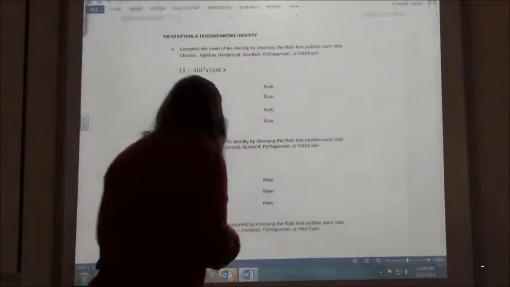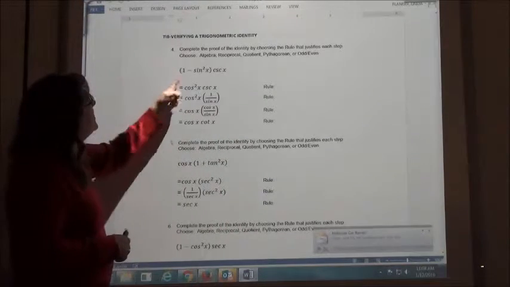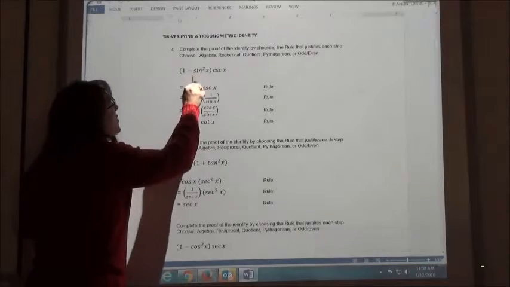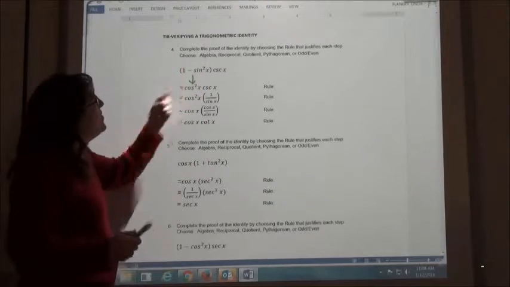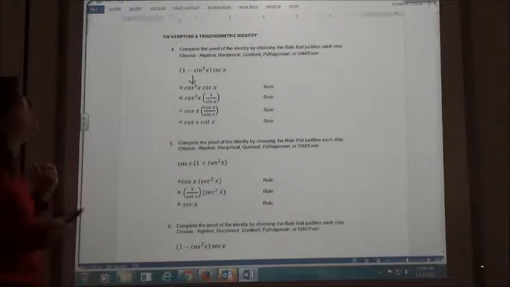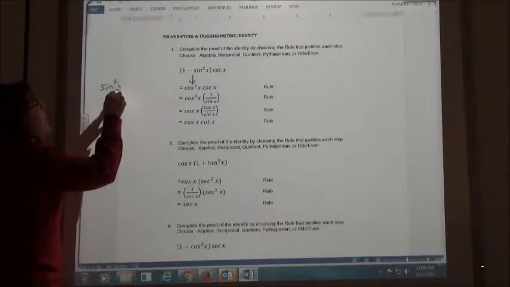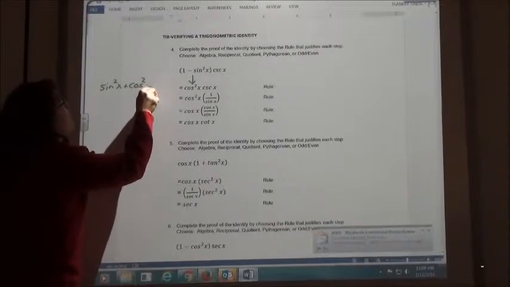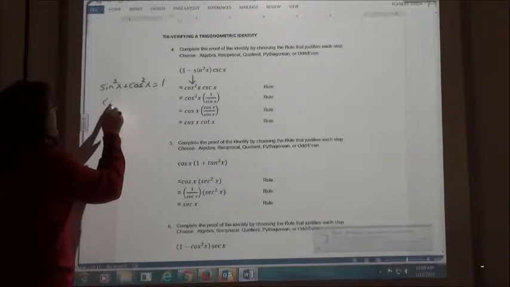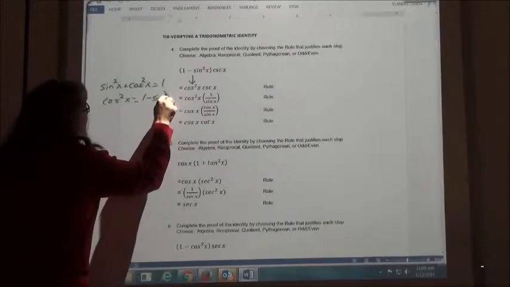So if I go back over here, first thing they did is took 1 minus sine squared of x, changed it to cosine squared of x. That is my Pythagorean identity. It's rearranged because if you noticed on the other sheet, it said sine squared of x plus cosine squared of x equals 1. Well, they just moved this over here and said cosine squared of x equals 1 minus the sine squared of x.